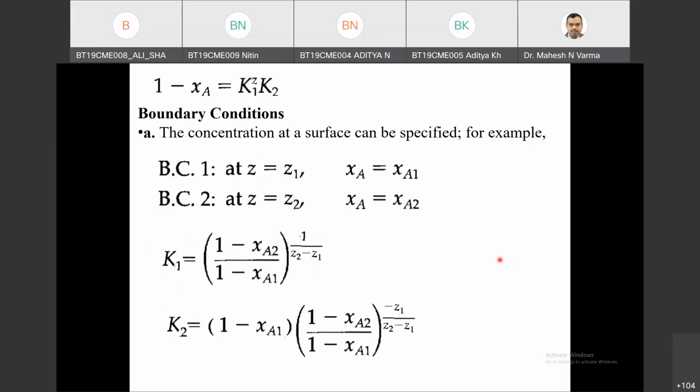Roll number 10, Aman. Yes, sir. Are you getting this K1 and K2? Yes, sir. Anybody else who got this K1 and K2 can write in the chat box. All people getting the value of K1 and K2 can write in the chat box, yes or no.